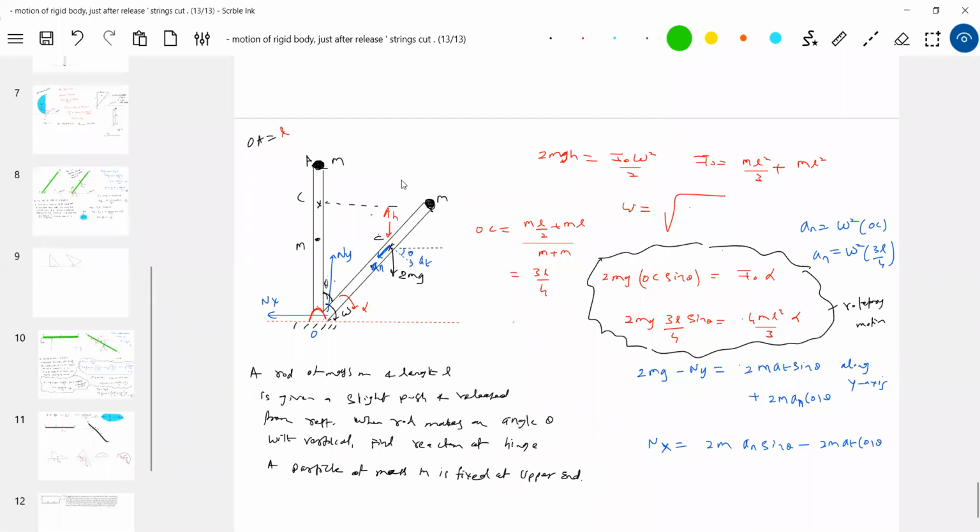When the string is cut, first it is translated and rotated, afterwards it is only rotated. That's what happens here. Yeah, that'll be right. When the string is cut in that problem, first translated, rotated, then only rotatory.